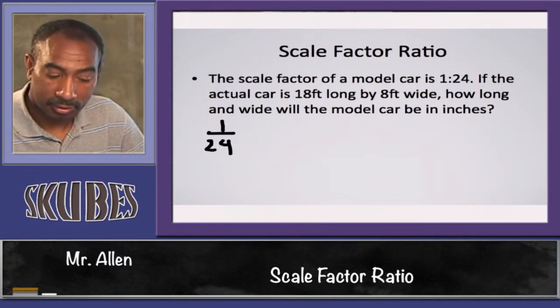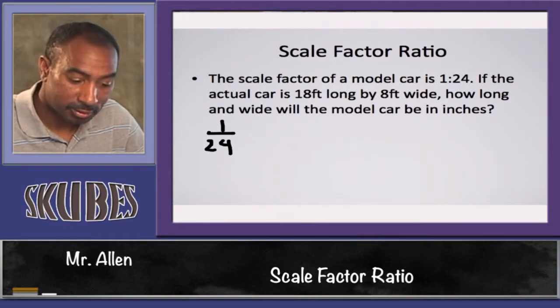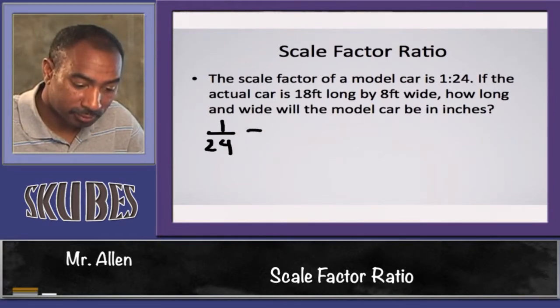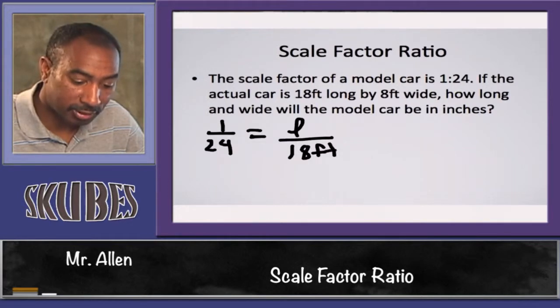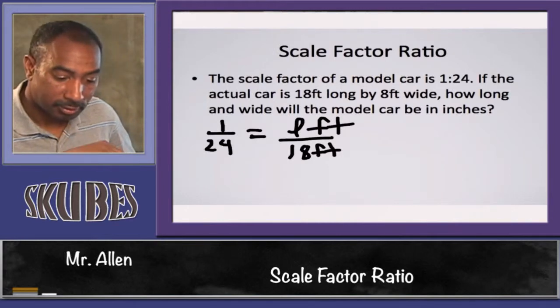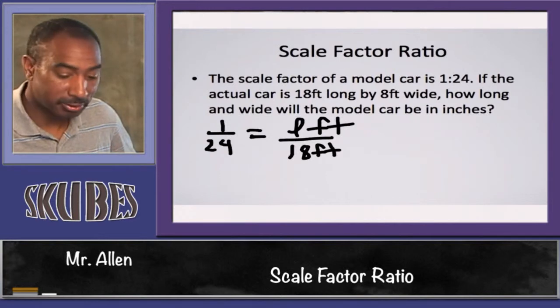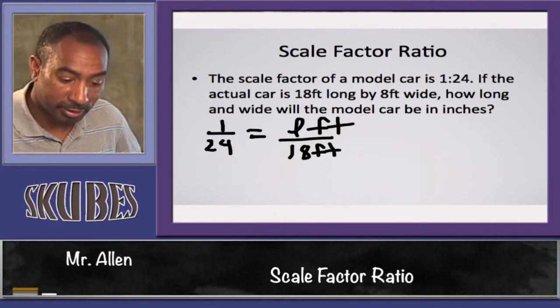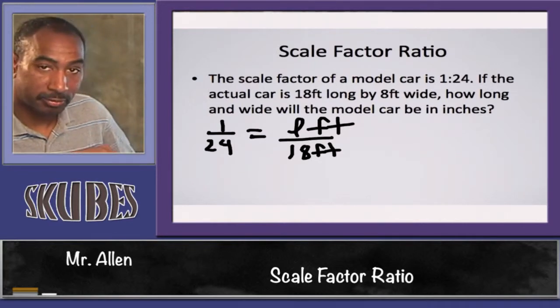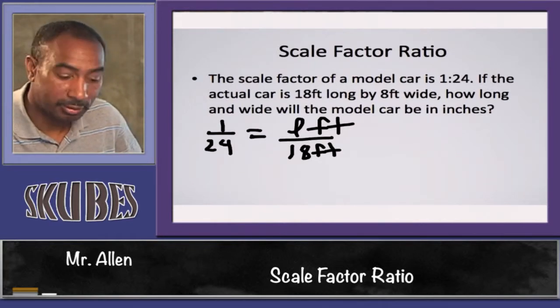And let's start with the length. We want to change that to inches. So first, we have to figure out what the length is. So we're looking for this length, and we're given this in feet of the actual length. So we have feet to feet, and our scale factor is 1 to 24. And what you want to do is cross multiply. So what we're doing is converting the scale factor into feet. And once we get that, we're going to convert it into inches to get the actual length in inches.